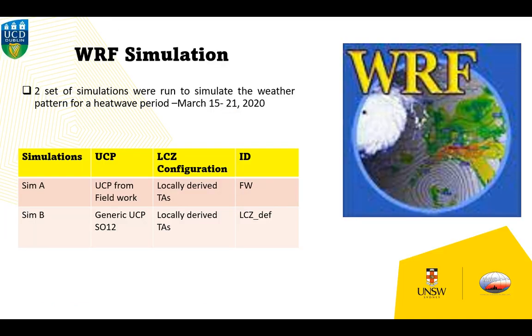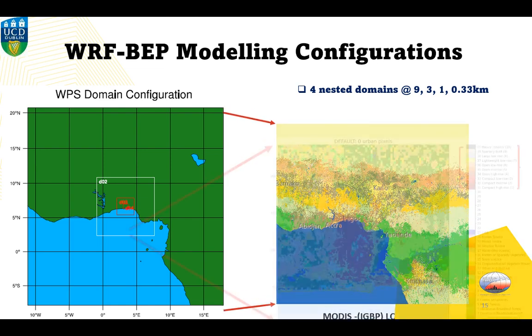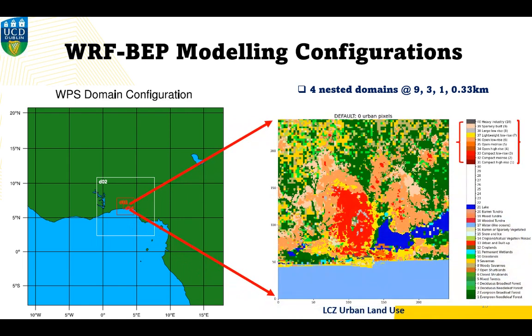So we tested this using the Weather Research and Forecasting model. We use the default and then the one we have from the field. So we have two simulations from the field work and the generic pattern from Stewart and Oke. Four domains are configured with the Weather Research and Forecasting model, with the innermost domain at around 300 meters.